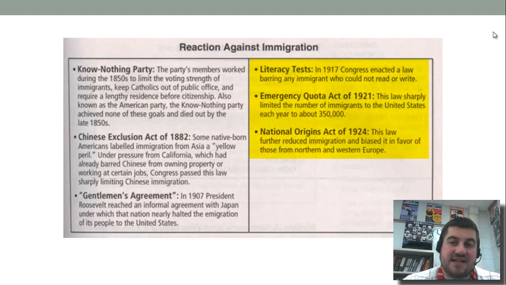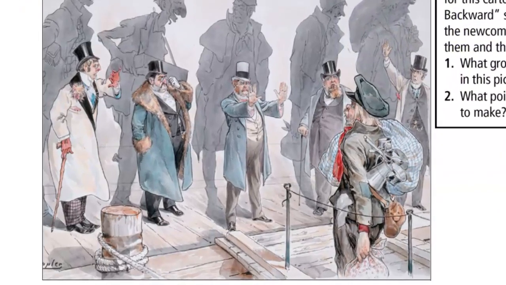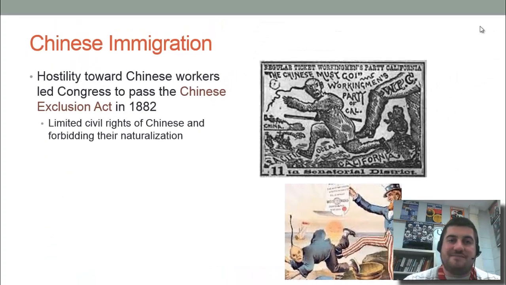Literacy tests were passed, along with quotas limiting the number of immigrants who could come each year to about 350,000. And then the racist National Origins Act in 1924 basically said more people can come from Western Europe than from any other country, but still put a quota in place. This cartoon points out the hypocrisy that these native-born white people faced. They are telling immigrants that they cannot come over when it was their ancestors that actually came over and made themselves part of the first wave of immigration.